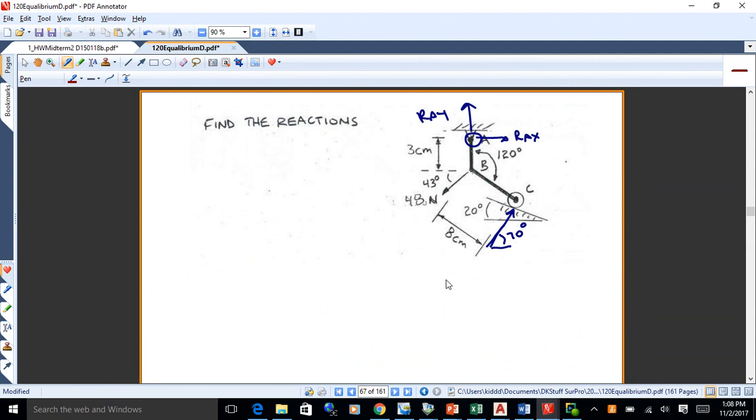Anybody tell me what page we're on with this one? 430. 430? So yeah, we're on 430 is where we're at. So page 430.